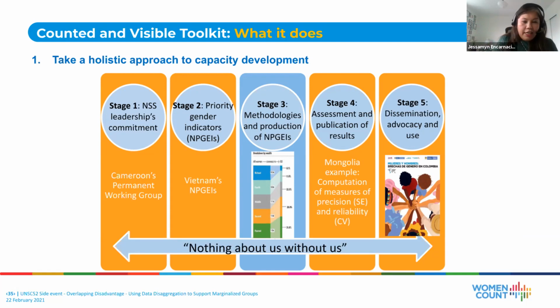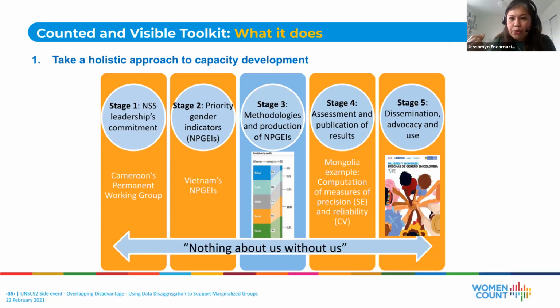So, for example, we don't treat it as a one-off statistical exercise, but rather an inclusive and sustainable process. In stage 1, we have identified the counterpart to ensure that the leaders of the national statistical system are committed to undertaking this activity. We have, for example, Cameroon, which created a permanent working group on gender statistics led by no less than their chief statistician, and likewise an interagency working group on gender statistics, so that discussions are not only within the NSO, but across the entire statistical system.